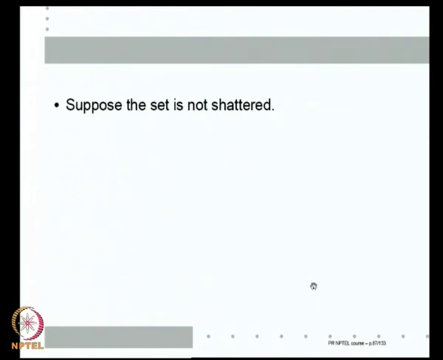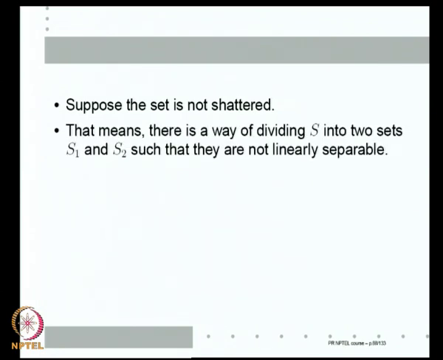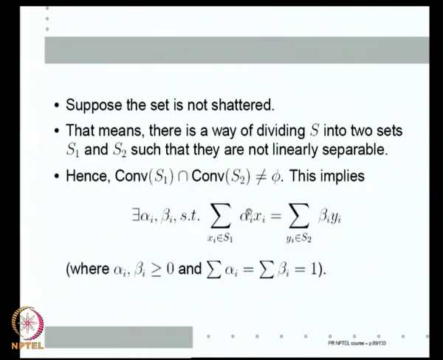To show shattered, let us assume they are not shattered. That means there is a way of dividing them into two sets S1 and S2 such that they are not linearly separable, right? Which means the convex hull of S1 intersection the convex hull of S2 is not equal to phi, because we have seen that not linearly separable is the same as the convex hulls intersecting. So there is a point in the intersection of the convex hull of S1 and the convex hull of S2.